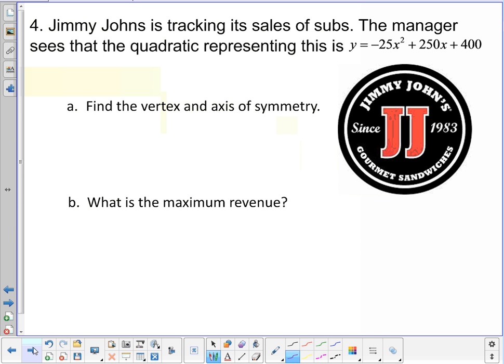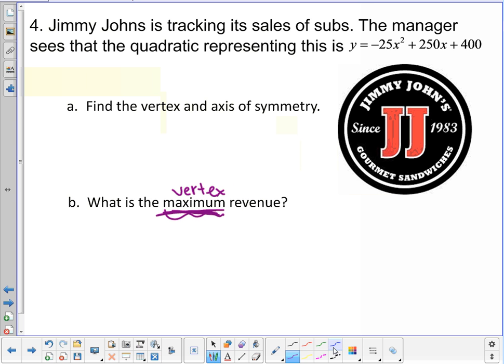On the back, Jimmy John's is tracking its sales of subs. The manager sees the quadratic representing this is y is equal to negative 25x squared plus 250x plus 400. So we want to find the maximum revenue. We want to find the vertex and axis of symmetry, and the reason we're finding the vertex and axis of symmetry is because we want the max. Anytime you hear max or minimum, that tells you vertex.